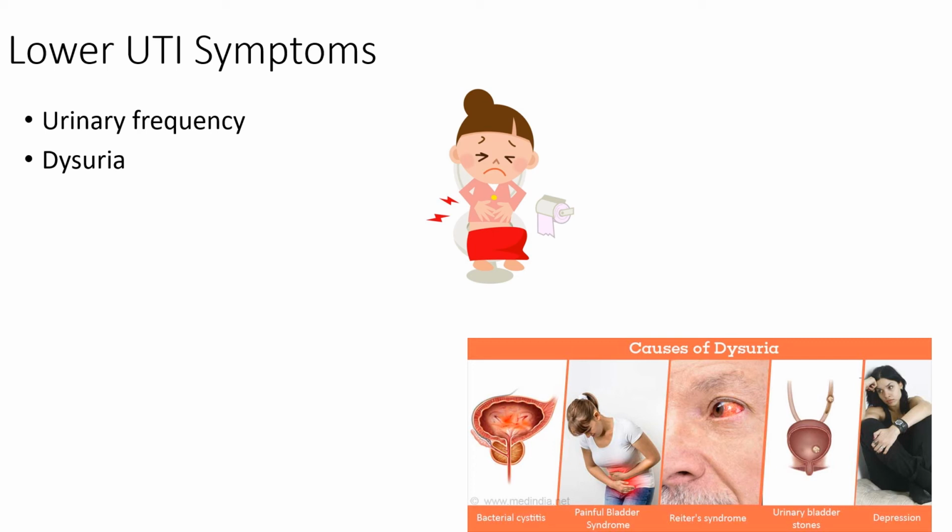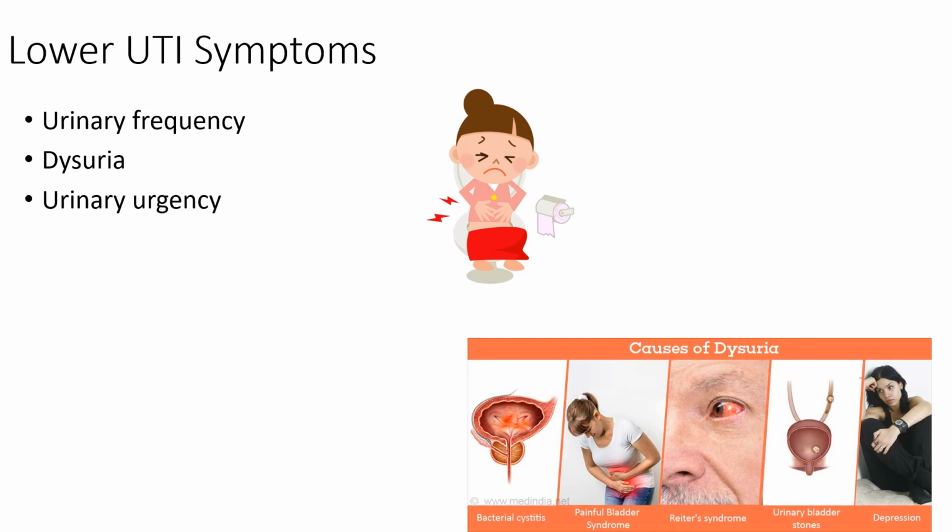There is a thing called painful bladder syndrome. There's also a thing called Reiter's syndrome, which is the old term for it, where you can get a sexually transmitted infection, which can give you a conjunctivitis and urethritis as well. You can get bladder stones or stones in the ureters, and depression as well can cause dysuria.